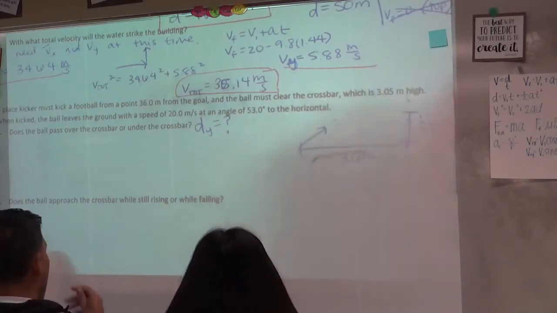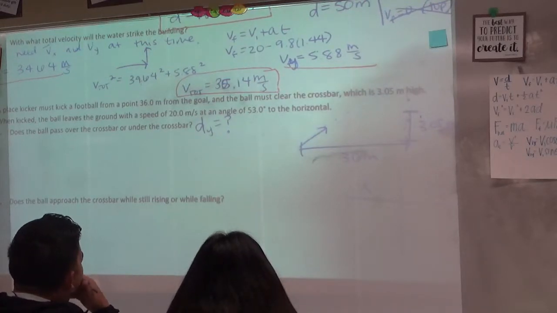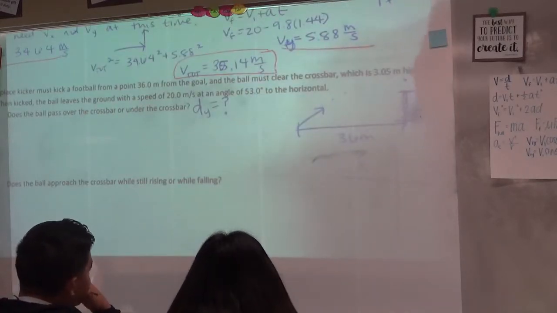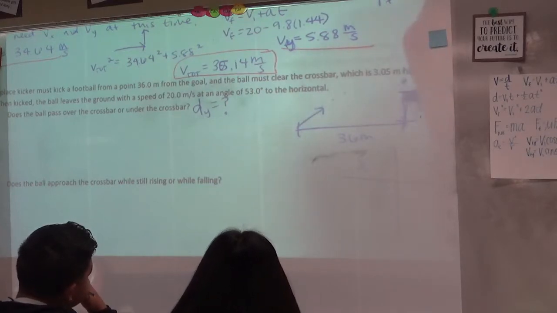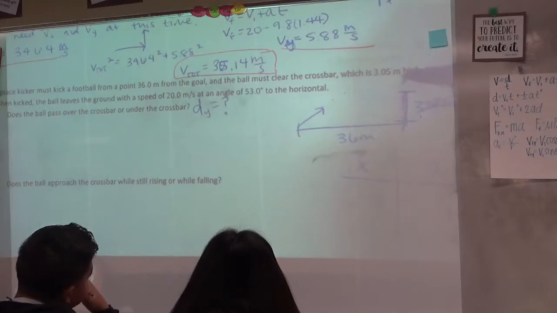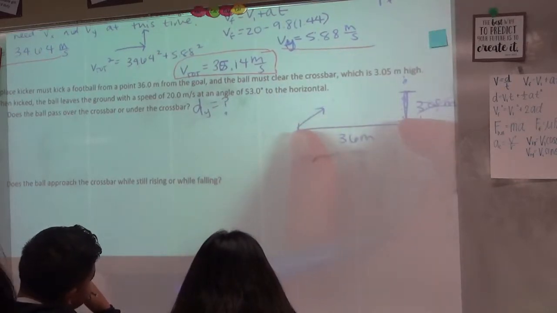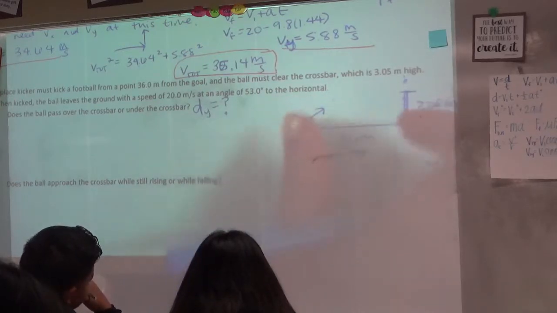So when we make our chart, do we want to put this in as a known? No, that's how high the crossbar is. I want to know if it goes above or below. So this is not necessarily a known. It's just for us to compare. Is it above 3.05 or below 3.05? Is 36 a known? Yes. I'm asking at 36 meters away.